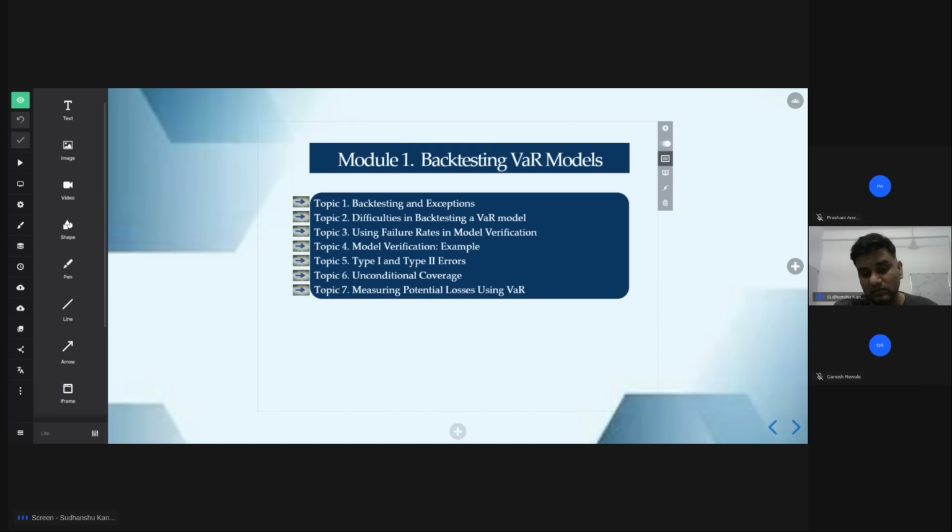Then the unconditional coverage. When I say unconditional coverage test, it means you check whether the number of exceptions matches the expectation, right? We'll see it, don't worry. And then we have measuring of potential losses. When I say measuring of potential losses, it means how VaR helps you quantify your possible downside risk, right?